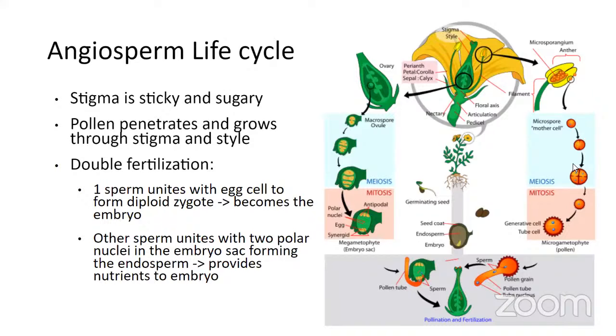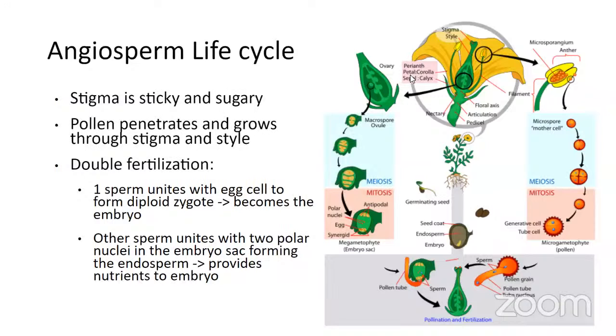So here we see the life cycle outlined in full. Here on the right, we see the development of the pollen from the anther. So we have our microspore mother cell. We have that tetrad. We have the split into generative cell and tube cell. Then we have that pollen tube growing, that generative cell splitting into 2 sperm, going down into our ovule.